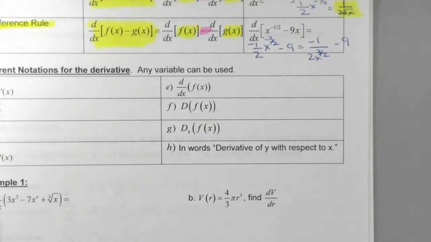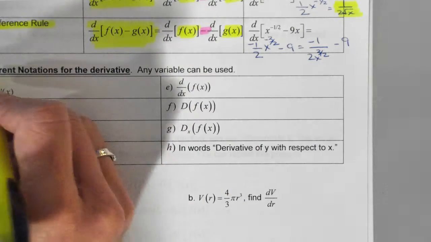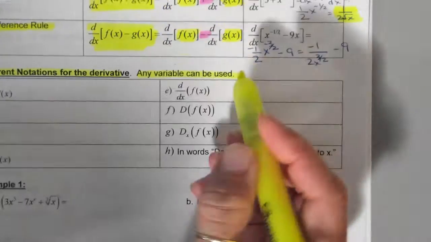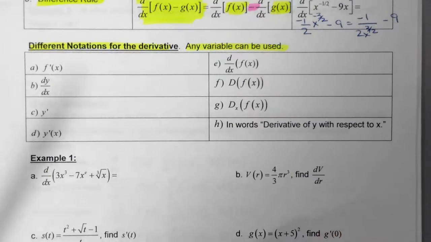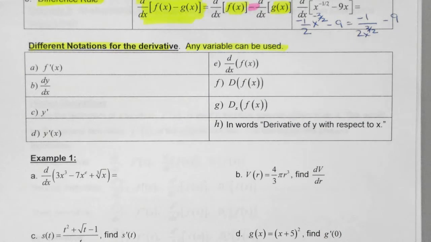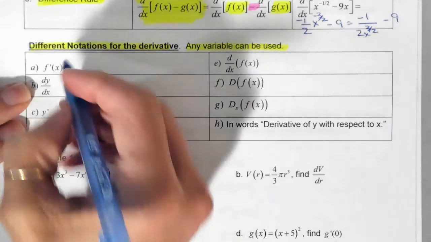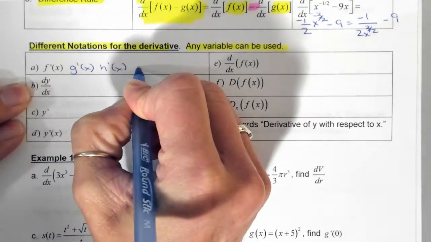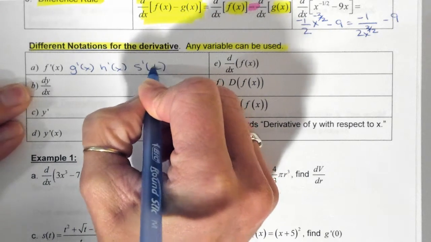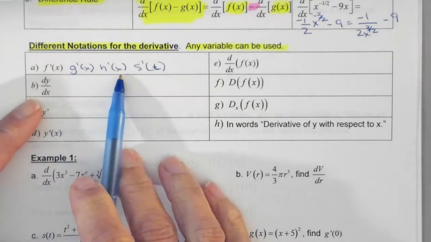All right. So first of all, there are an infinite number of notations for the derivative. And what you need to remember is that any variable can be used. There are variables and notations that are common and that we use often because those are the ones that we're familiar with. But you also need to be aware that, again, anything can be used. So a lot of times you're going to see things like f prime of x, g prime of x, h prime of x. You might have something like s prime of t. Okay, this is just indicating that you're taking the derivative.